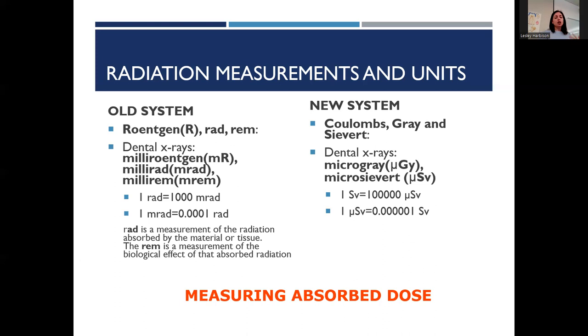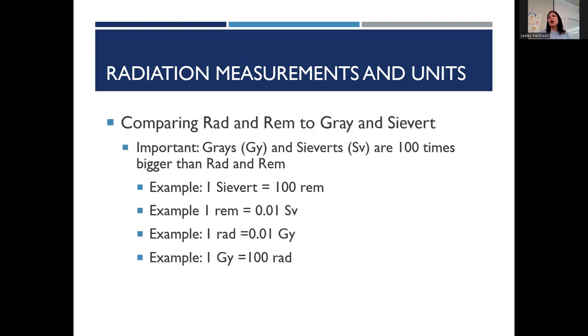We're going to get to it, but you can read through. Anyways, it doesn't matter. You can read through some of this stuff. But I want you to be familiar with what goes in one camp and what goes in the other. Rads and rems go in one. Sieverts and gray go in the other. And then as we get to this one, comparing rad and rem to gray and sievert, it's important to know that these two go together, but gray and sieverts are 100 times bigger than rad and rem.